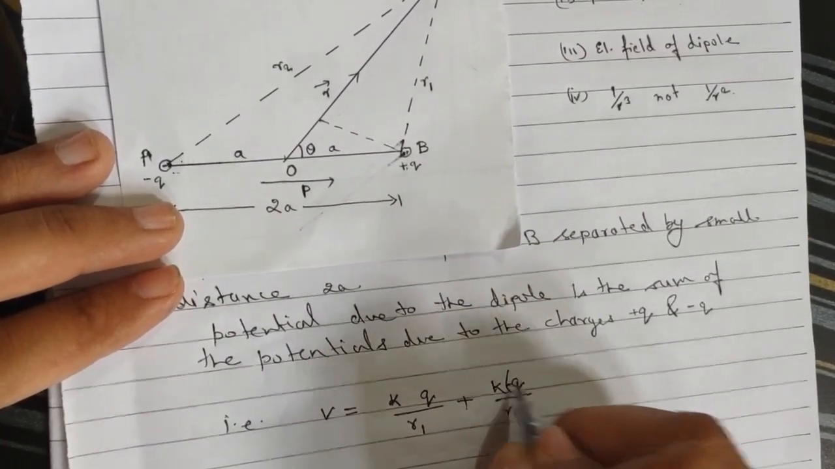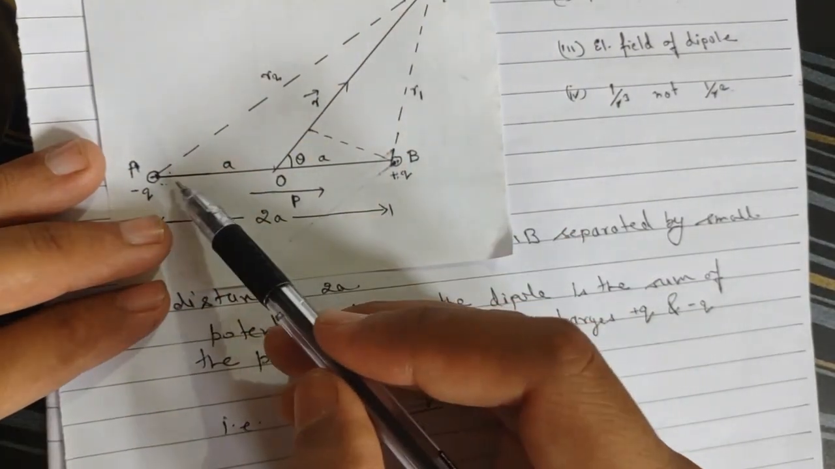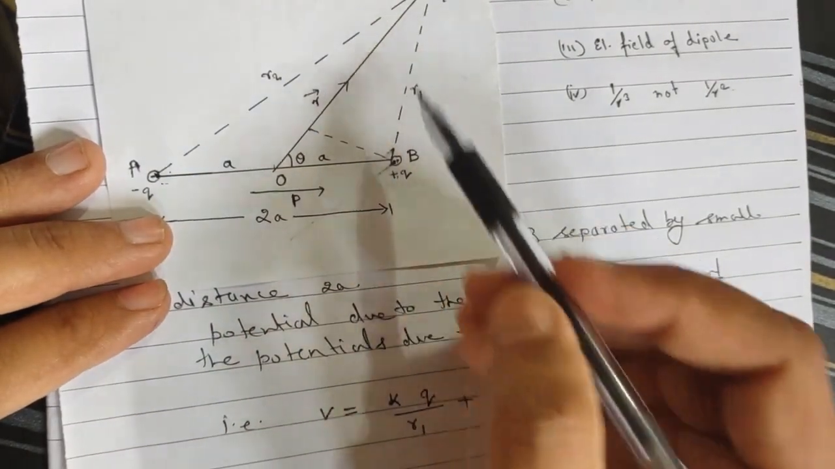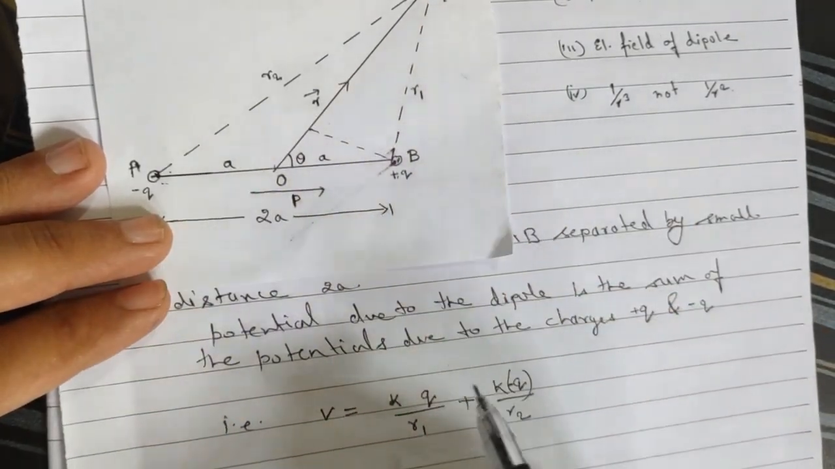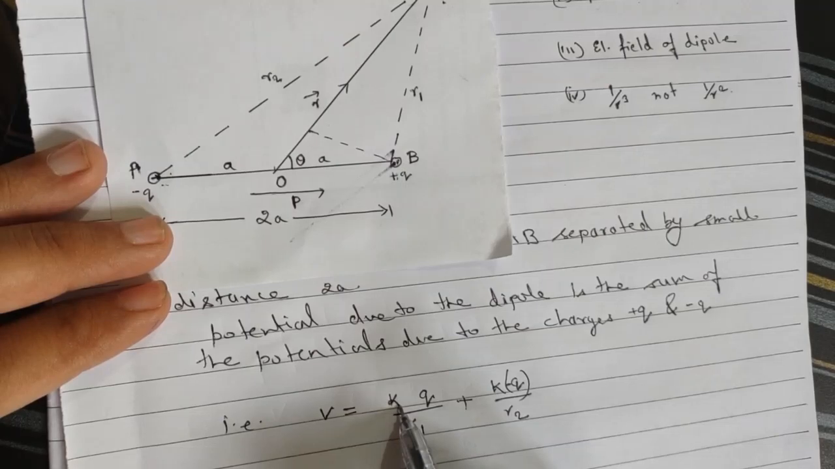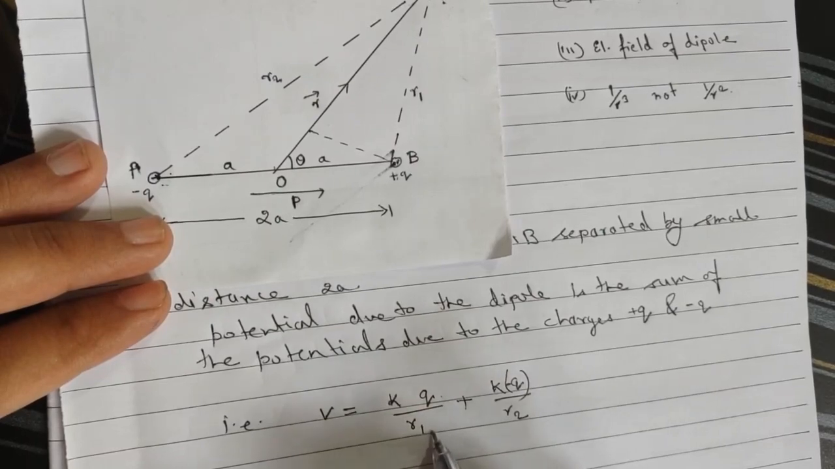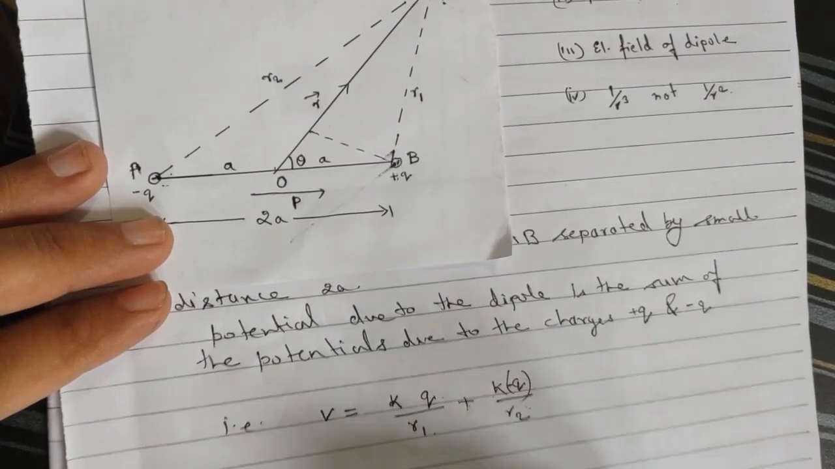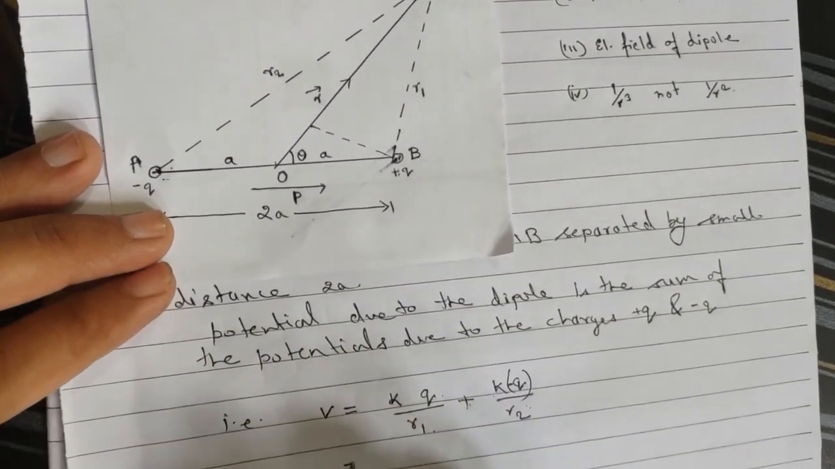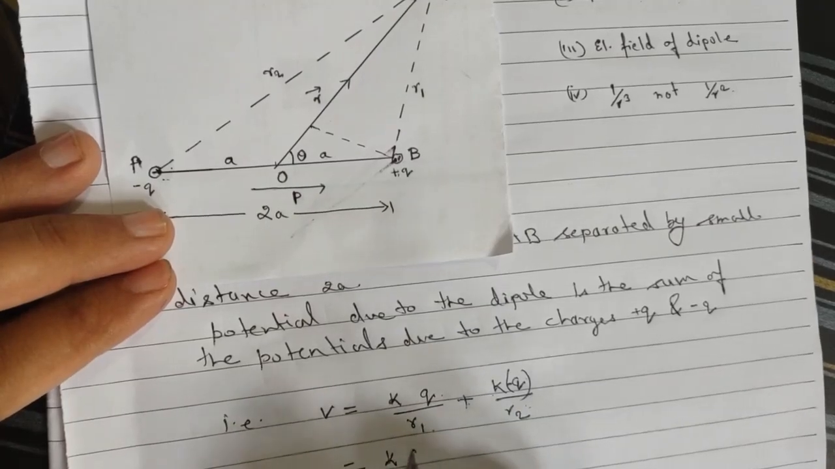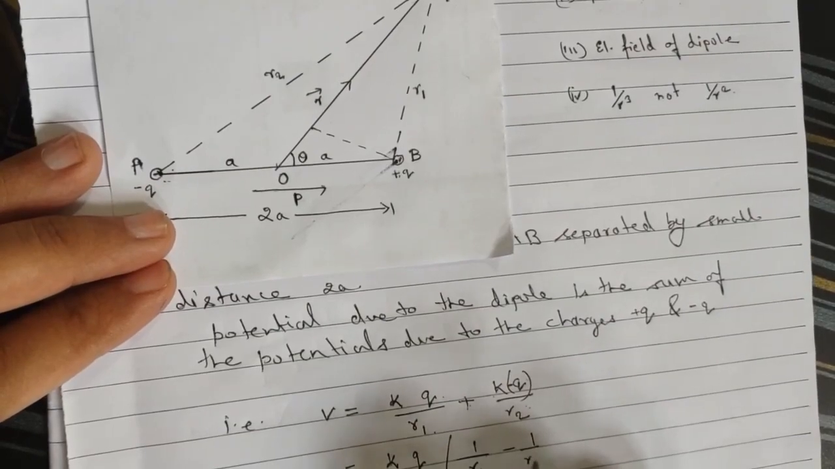Here the charge is minus. See, this point P is at a distance r2 from the minus charge and at a distance r1 from the positive charge. Here k is 1 by 4 pi epsilon naught. So V is k times q by r1 plus k times minus q by r2. Taking k and q common, it will be k times q, 1 by r1 minus 1 by r2.